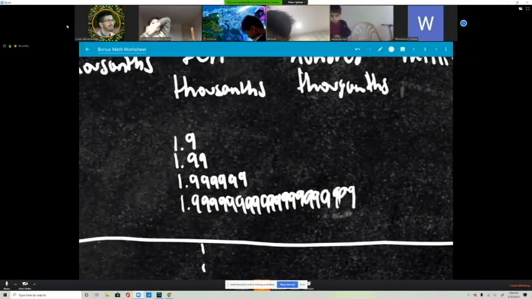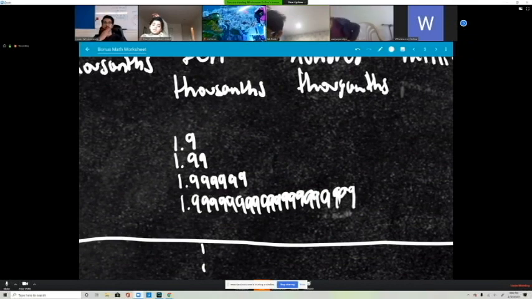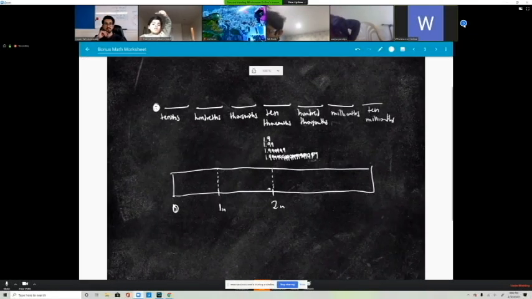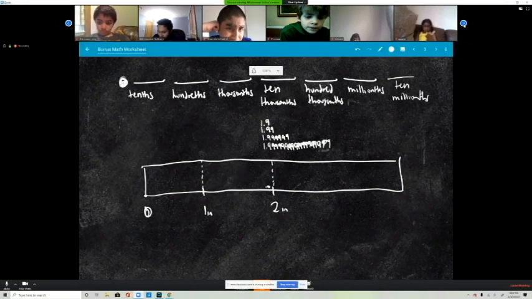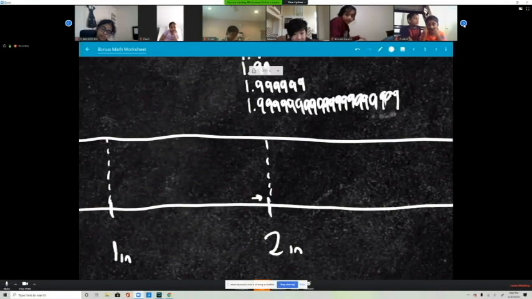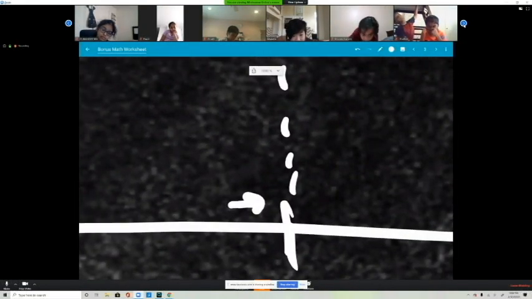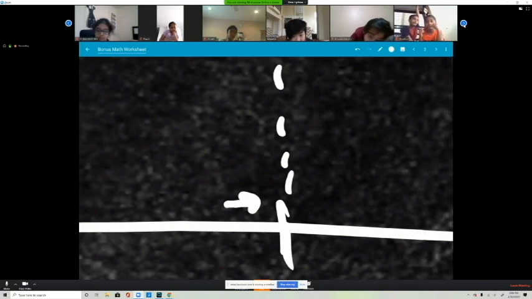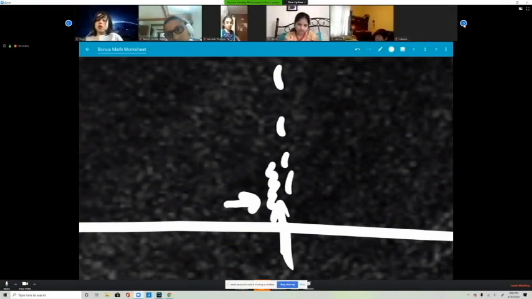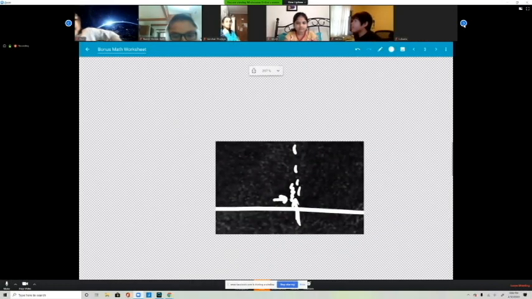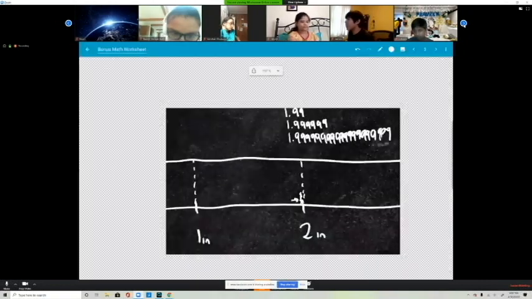Obviously we can't keep going because we're humans, and our eyes can only see so much, right? But if we had a super camera, we could keep looking. We can look from inch 1 to inch 2, and we can keep zooming in until, obviously my computer can only go this far, until we still aren't at 2 yet. Does everyone understand that? Yes. There are an infinite amount of numbers between 1 and 2.